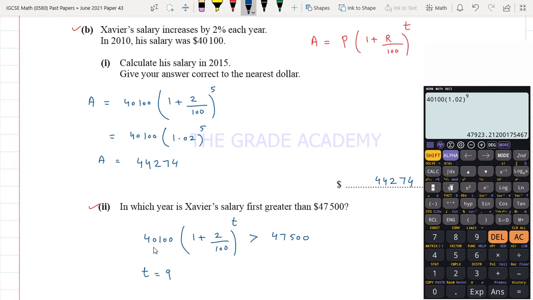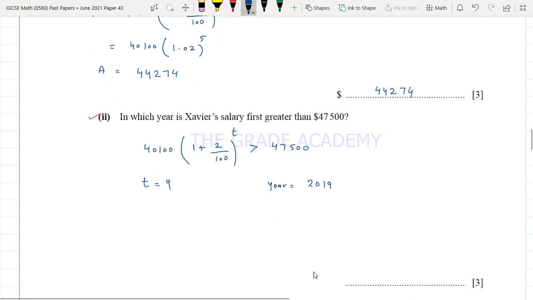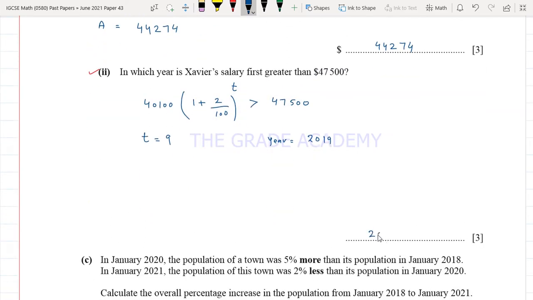After 9 years, starting from $40,100, Xavier's salary becomes greater than $47,500. Now we have to calculate the year, which is 9 years from 2010. This becomes 2019. So in 2019, Xavier's salary is first greater than $47,500. Now we move on to part C.